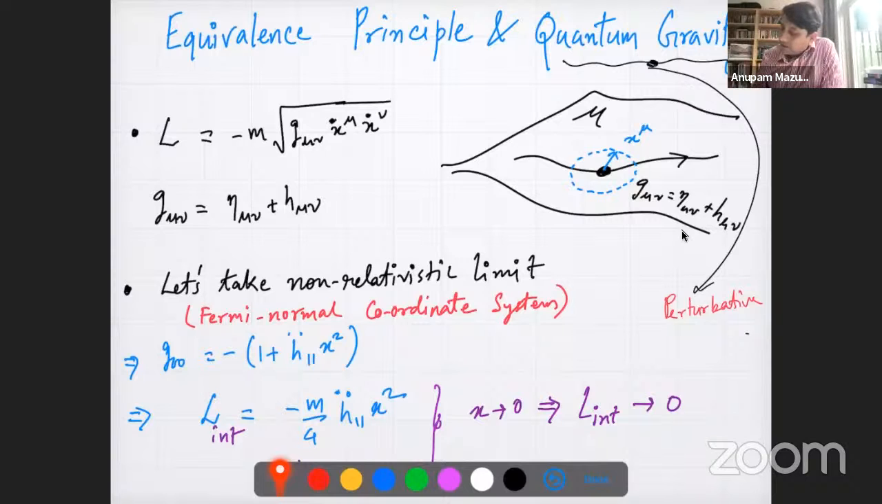This is nothing but coming from the equivalence principle, which tells you that in the limit when x goes to 0, you can have your Einstein's lift. You can get rid of any acceleration or gravitational acceleration. So the interaction essentially effectively vanishes in that limit.